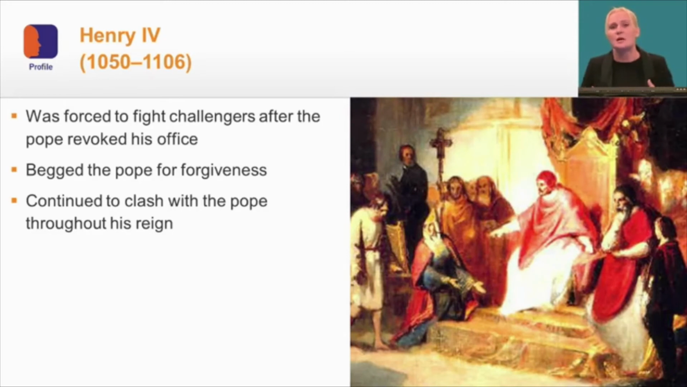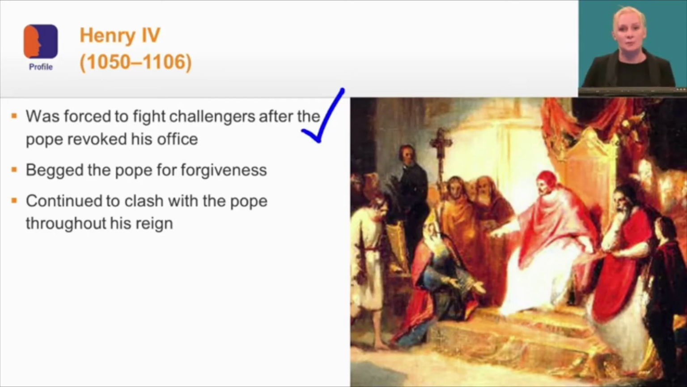Because what happened was that as soon as the Pope no longer recognized Henry's authority, all of a sudden that takes a lot of power away from Henry. And all of these other monarchs are coming in, trying to challenge him, trying to take over for him. And he was forced to fight them off after the Pope had revoked his office.